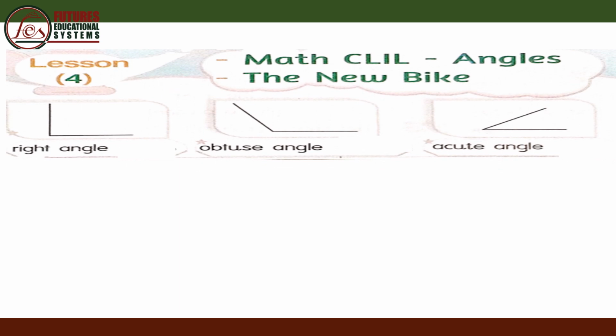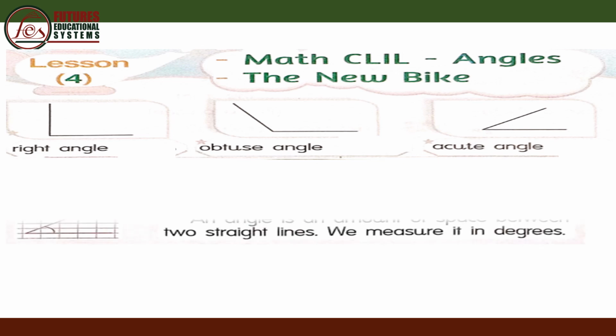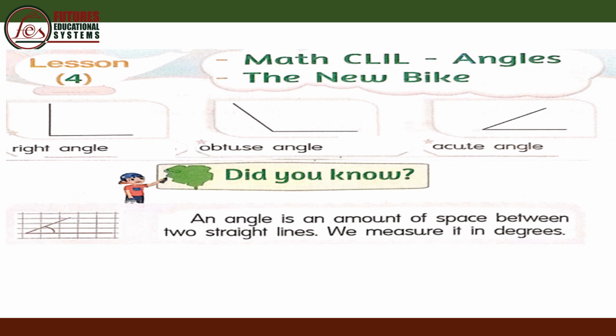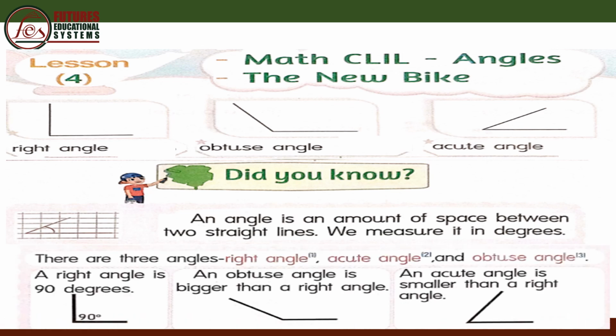Right angle, obtuse angle, acute angle. One more time. Right angle, obtuse angle, acute angle. Did you know an angle is an amount of space between 2 straight lines? We measure it in degrees. There are 3 angles: right angle, acute angle, and obtuse angle.